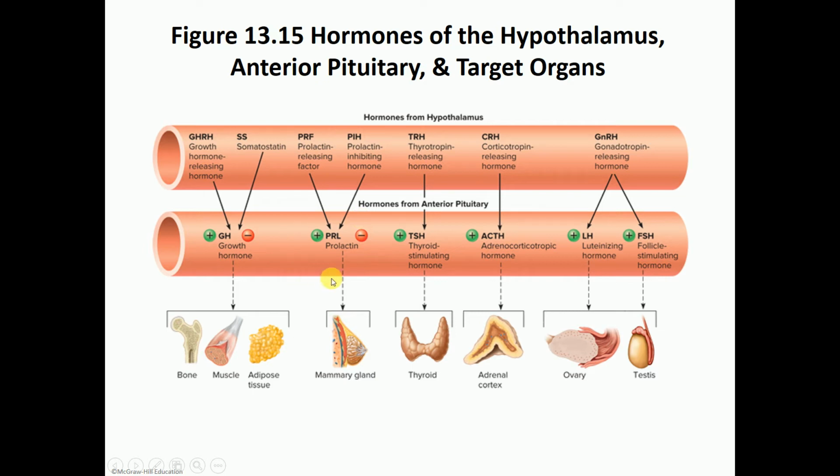Now, another hormone that is released by or secreted by the anterior pituitary is prolactin. Prolactin is under the control of two hormones coming out of the hypothalamus. That is prolactin releasing factor and prolactin inhibiting hormone. Again, either stimulating or inhibiting the secretion of prolactin. Prolactin reaches its target cell in the mammary gland, and it stimulates the production of milk during lactation. It also prepares the mammary glands during pregnancy in order to prepare for breastfeeding after delivery.